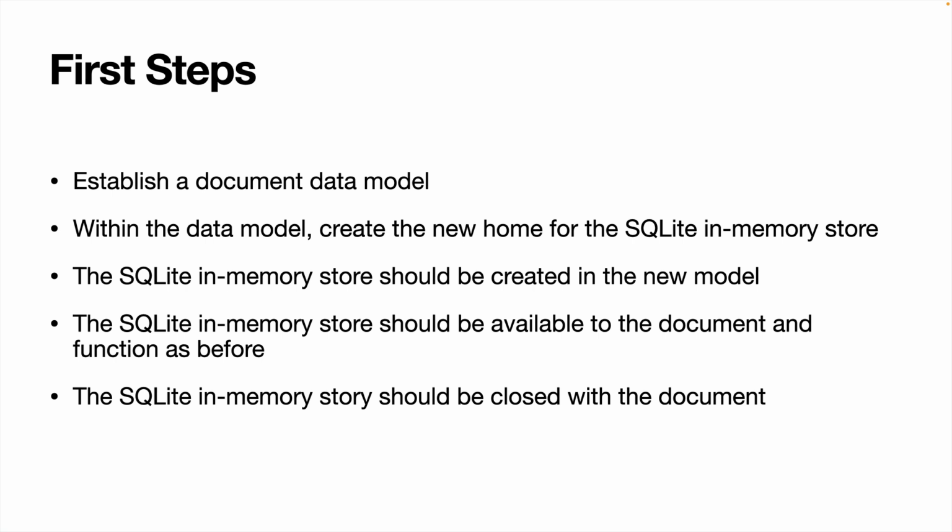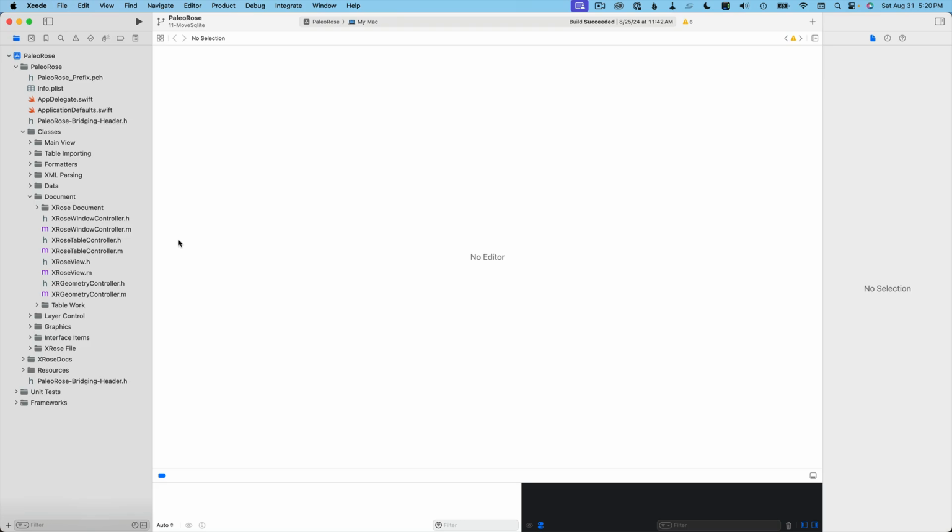So this is not a very ambitious set of things, but it is a necessary step before we can start moving all these SQLite calls into the document model. Okay, here we are in Xcode. So what we need to do is go into our Xrows document and take a look.